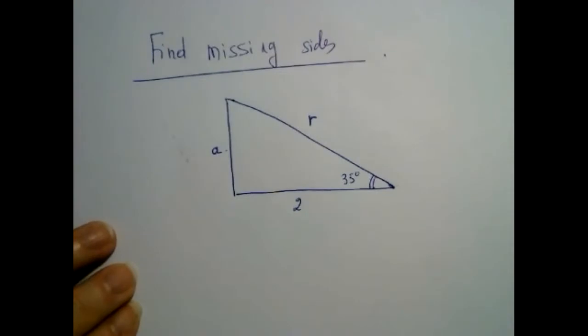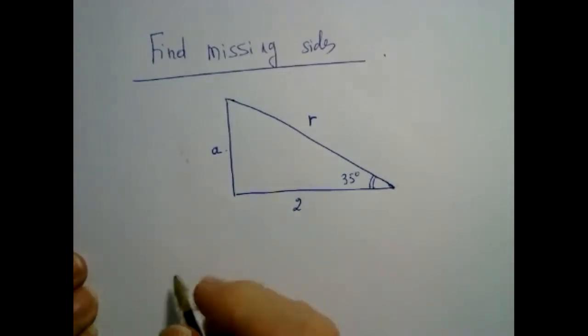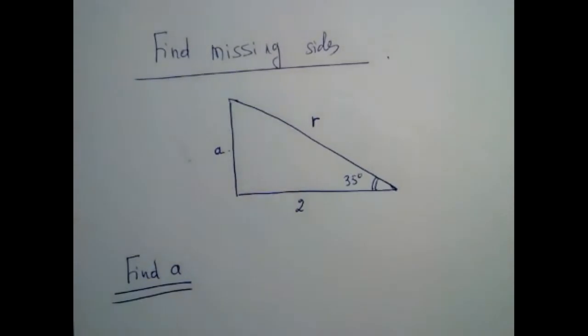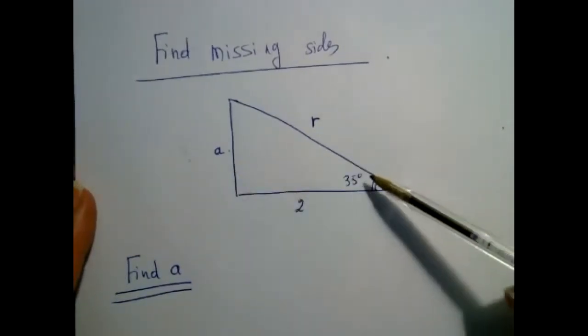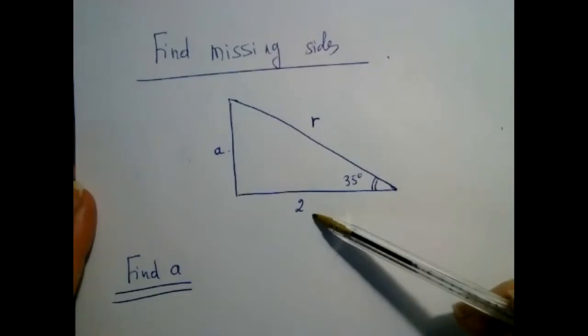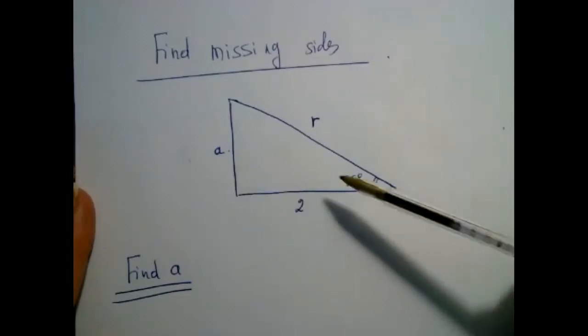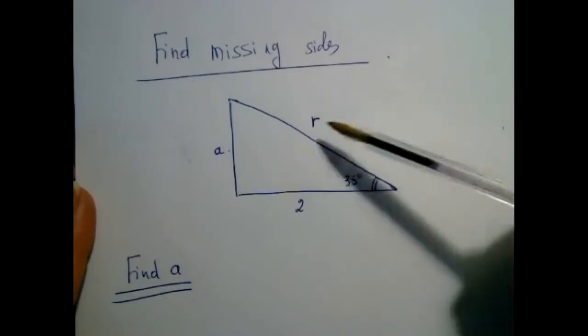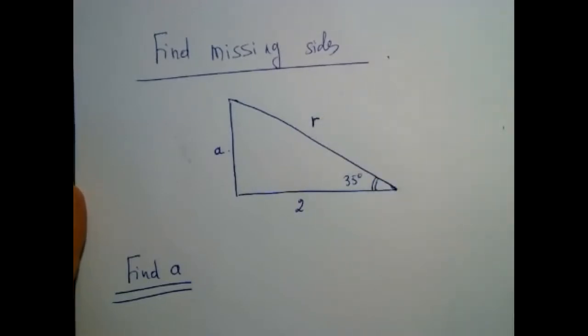So somebody tell me something for A. One of your classmates decided to find A first. So what did the student do? If you want to find A, you have the angle, you have 2, and you have A. You don't want to deal with the hypotenuse. The only function that avoids the hypotenuse is the tangent.